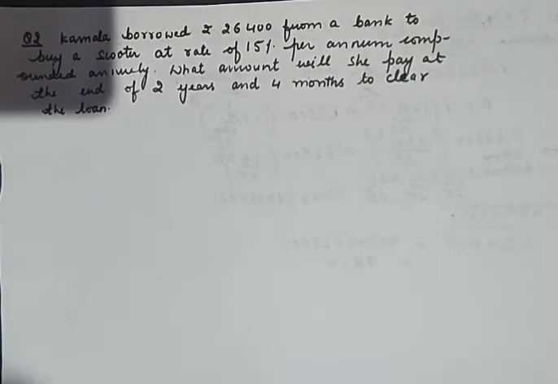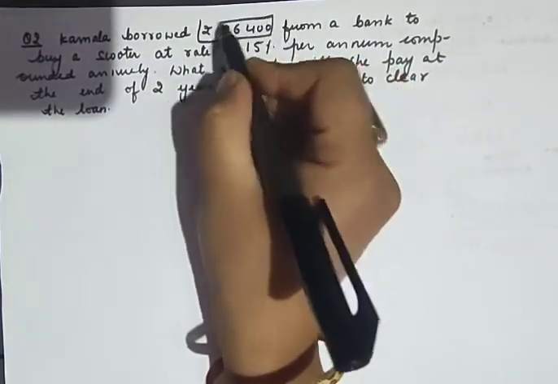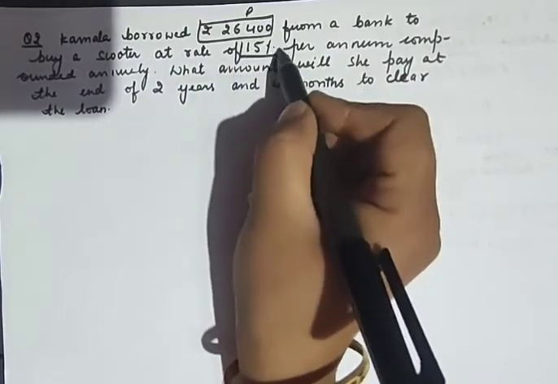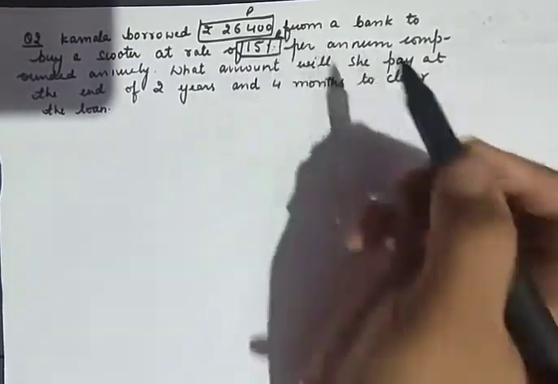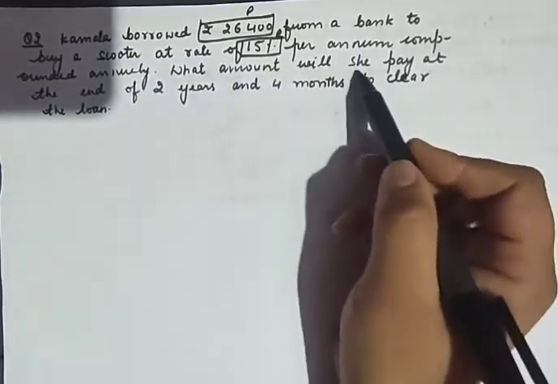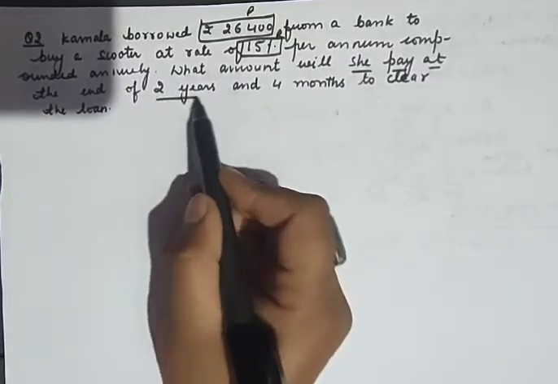Kamla borrowed rupees 26,400 from a bank to buy a scooter at the rate of 15% per annum. So in this question the principal is already given to you, that is 26,400. The rate is also given, that is 15%. And what amount will she pay at the end of 2 years and 4 months? So obviously this question is related to compound interest.